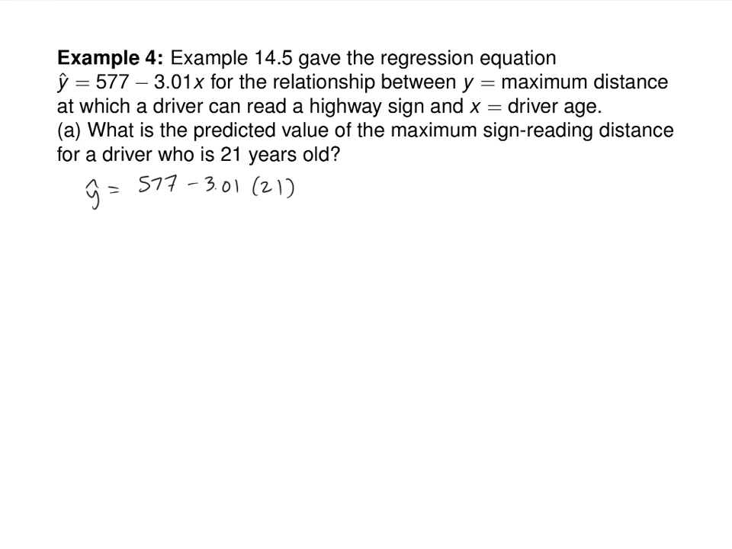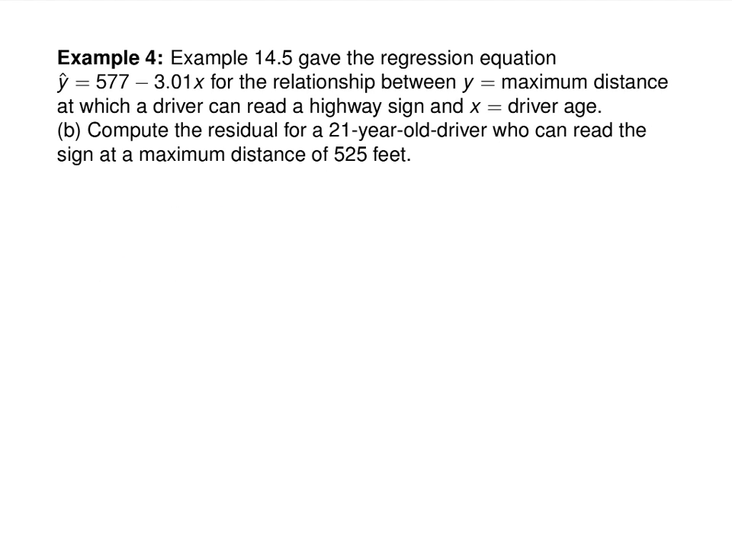So I got about 513.79 feet, which, for simplicity, I'm going to say 514 feet. So the average 21-year-old can read a sign when they are 514 feet away from it. Some people are more blind than others, but this is the average 21-year-old. Okay? Definitely one of the more blind ones. I don't know, they must do this without glasses.